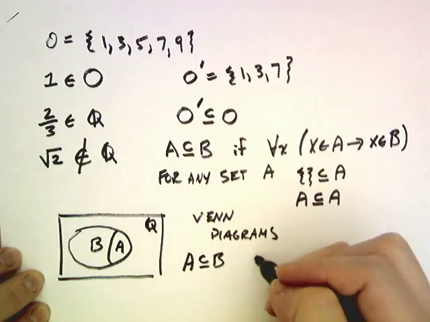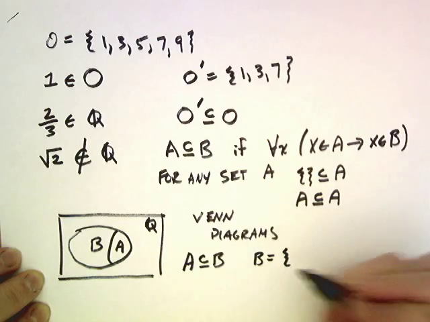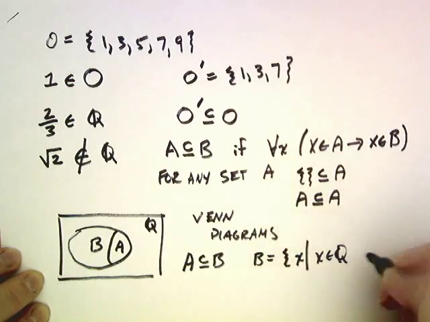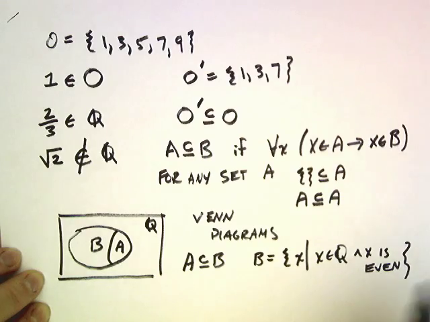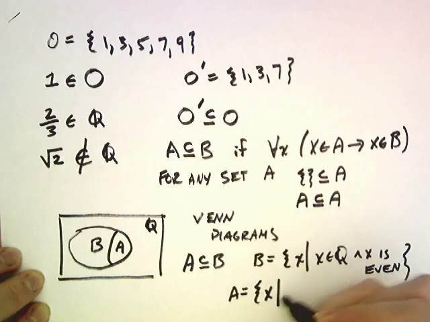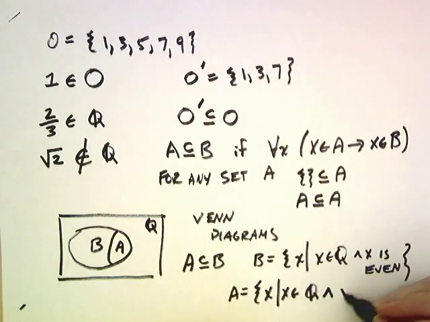So, maybe B is the set of all x such that x is in the rationals and x is even. And maybe A is the set of all x such that x is in the rationals and x is a multiple of 4.